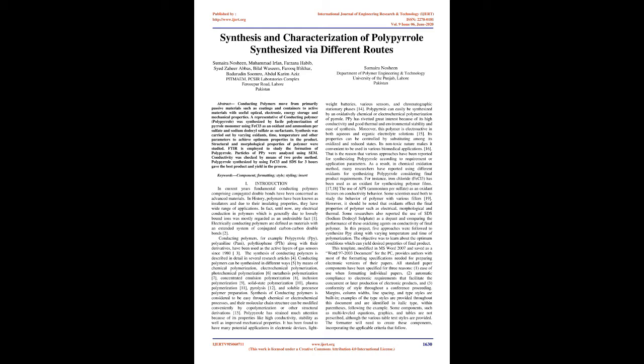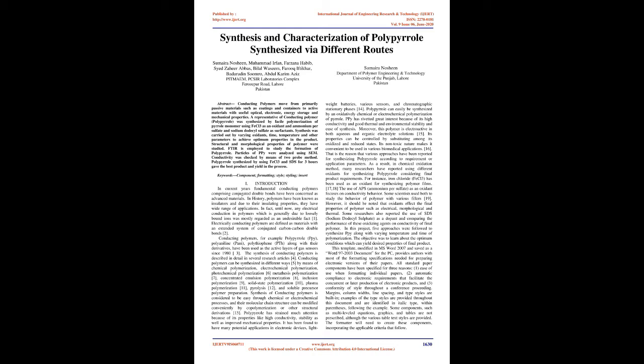Electrically conducting polymers are defined as materials with an extended system of conjugated carbon-carbon double bonds. Conducting polymers, for example polypyrrole, PPY, polyaniline, PANI, polythiophene, PTH, along with their derivatives, have been used as the active layers of gas sensors since 1983. The synthesis of conducting polymers is described in detail in several research articles.